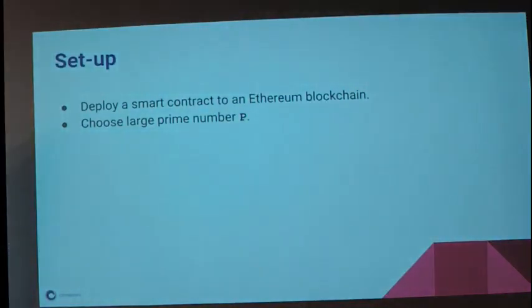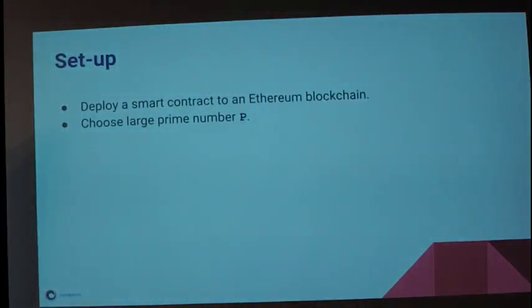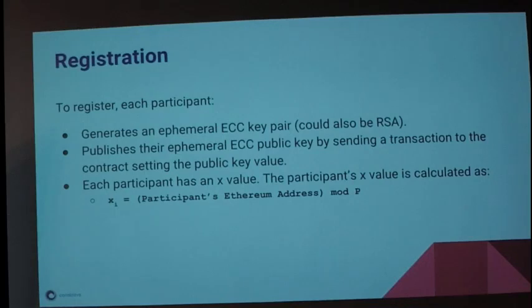Okay, so I came up with a scheme. Everyone should come up with their own decentralized random number generation scheme. This scheme actually works for an Ethereum blockchain, and within certain properties, I think it's not a bad scheme. So choose a large prime number. Everyone registers as a participant, and they generate an ephemeral key pair. Notice they're generating a new key pair that is just going to be used once. They publish the public key to the blockchain. Then each participant's X value is calculated as their Ethereum address mod P. So you use the Ethereum address as a number.